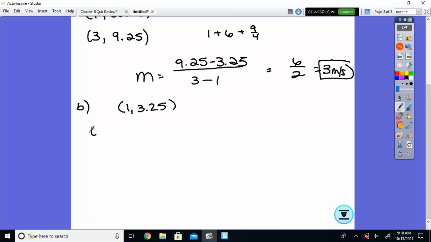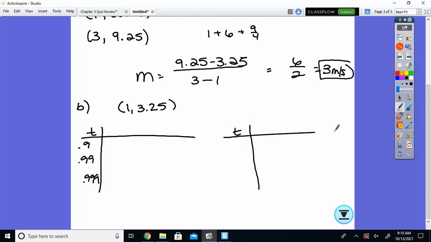So basically, we have to do times smaller than that. So 0.9, 0.99, 0.999. And we need to do times bigger than that. 1.1, 1.01, 1.001. And what we need to do is calculate the slope. So we'll have to plug those in to get our position, and then we can do the slope. I'm not going to work through all of these, but let's do one or two of them so we make sure we know what we're doing.